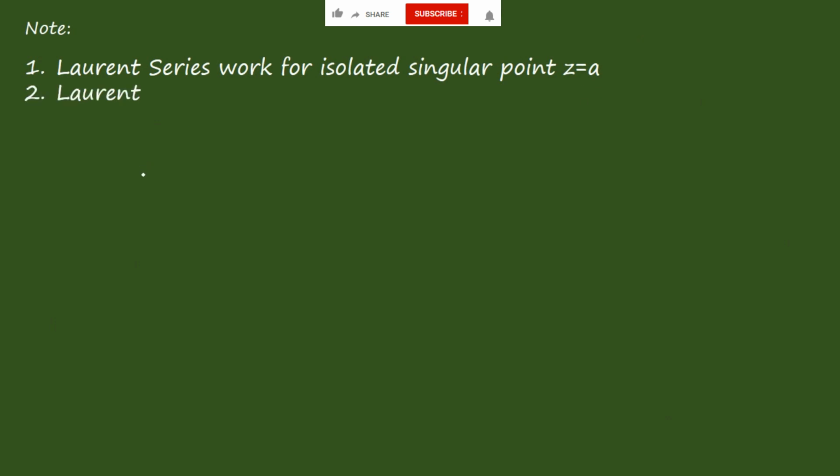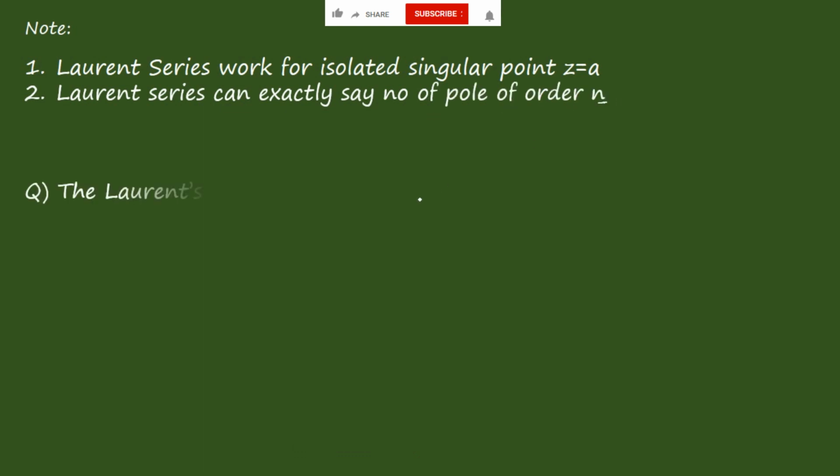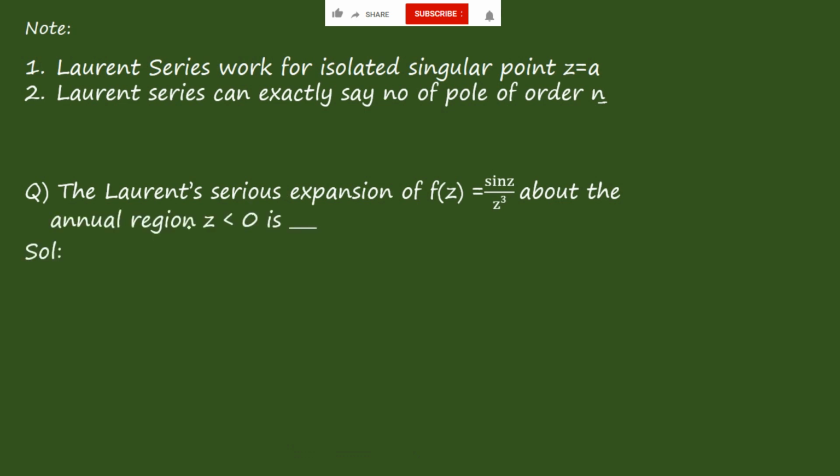Now come to the next one. The Laurent series can exactly say the number of poles of order n. For this one, consider an example, like the Laurent series expansion of f of z is equal to sin z by z cube about the annular region mod z greater than 0. We can see that there are 3 poles, right? So we can say that it's a pole of order 3. But whether it is exactly 3 or not, we'll be finding out by using a Laurent series.